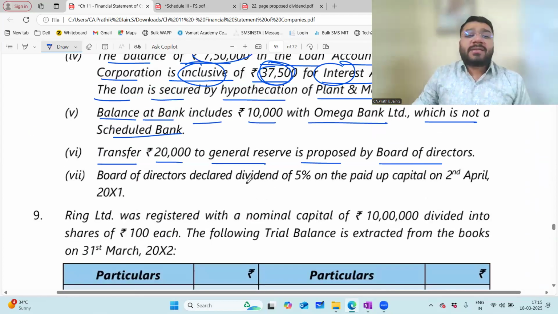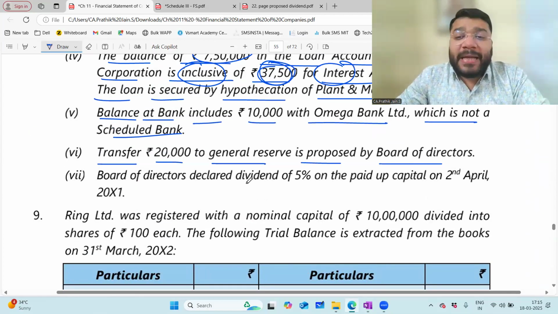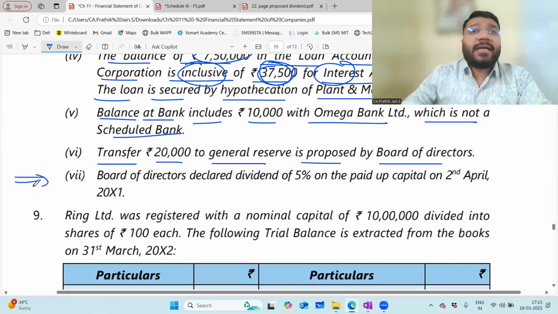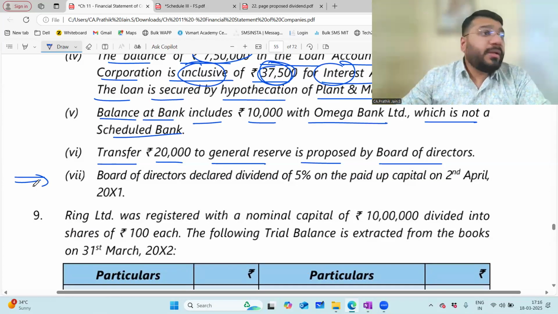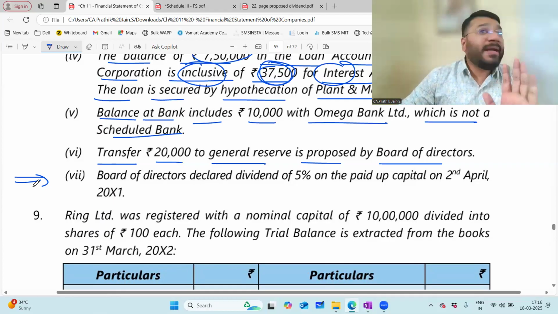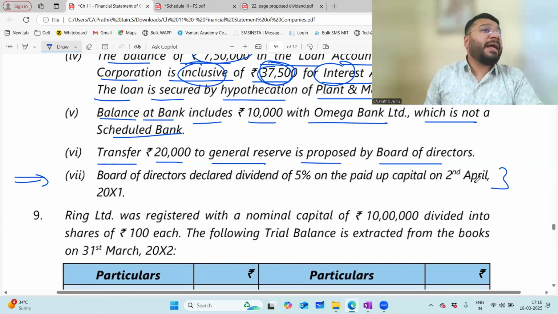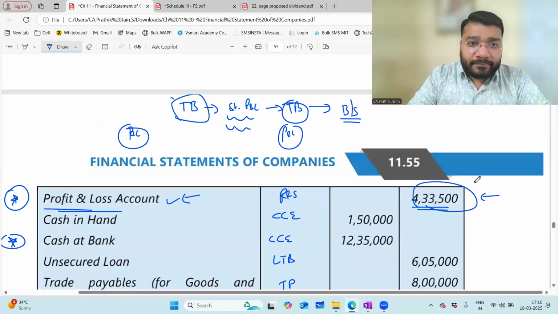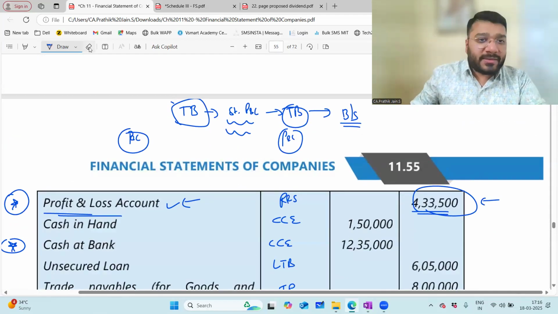Last point, board of directors declared dividend of 5% on the paid up capital on 2nd April 2001. So this will not affect your financial statement, but you have to give a disclosure. The concept of this I will discuss once we complete this entire question. I have to explain this entire concept, which might take 15 to 30 minutes. Once I explain it, you'll understand the significance of this line and the treatment of this in the financial statement. So last point, keep it pending. Rest all, can we do it? Wonderful. Start, guys.